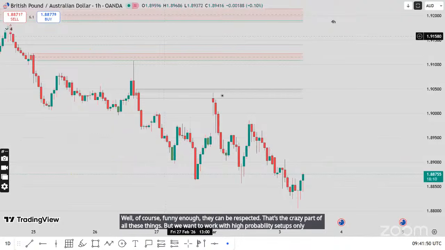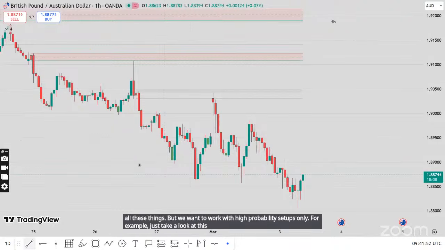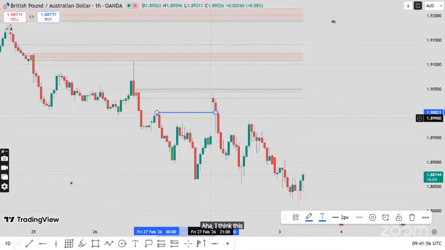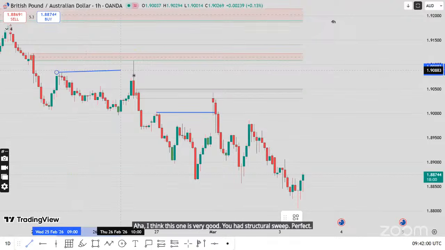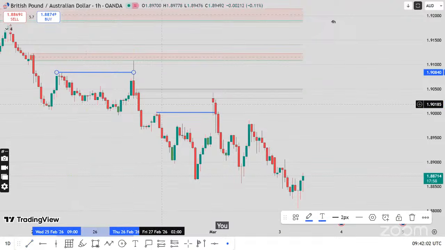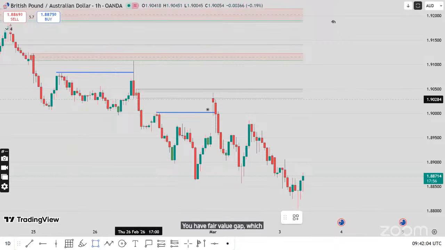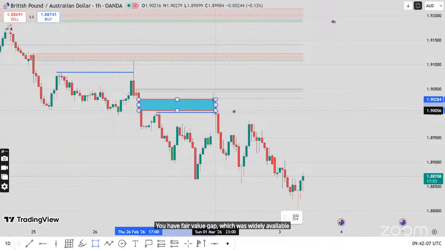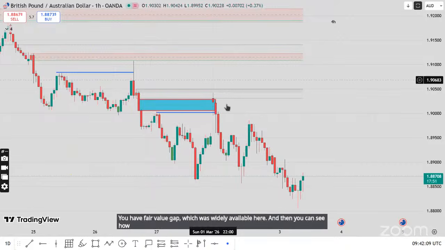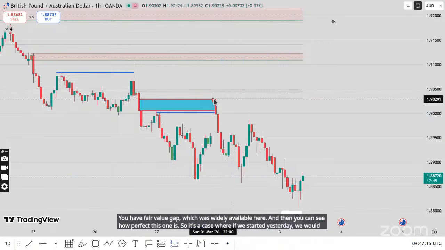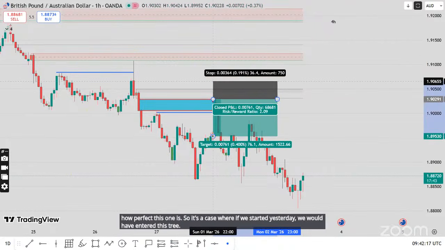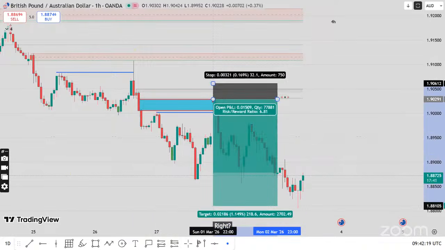For example, just take a look at this. You had inducement. I think this one is very good. You had structural sweep. Perfect. You have fair value gap, which was widely available here. And then you can see how perfect this one is. So it's a case where if we started yesterday, we would have entered this trade, right? Clean setup.